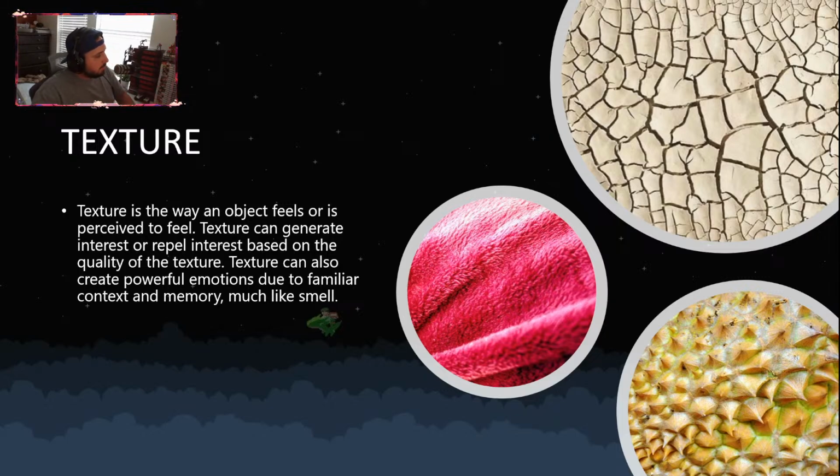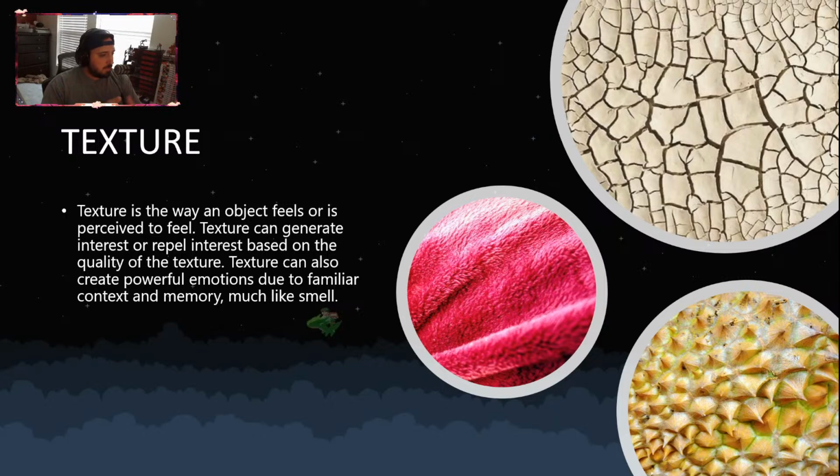Okay, so let's talk texture. Texture is the way an object is going to feel, or is going to be perceived to feel, right? Textures can generate interest or repel interest based on the quality of that texture. Texture can also create powerful emotions, because you've got familiar memories, or a context in which you have seen or felt or experienced this texture before.